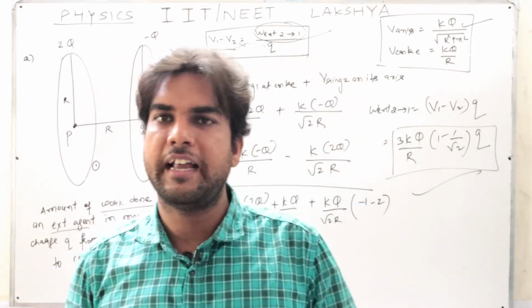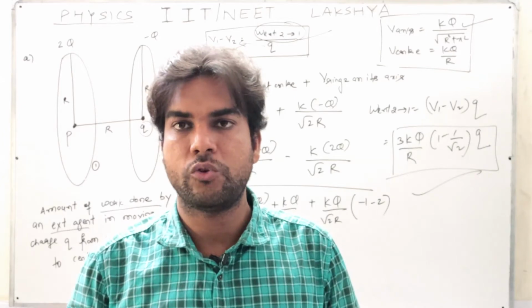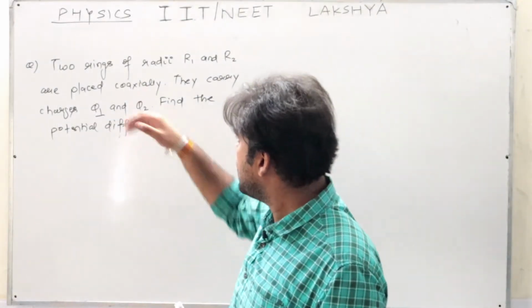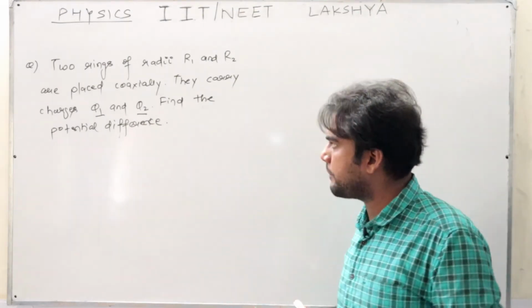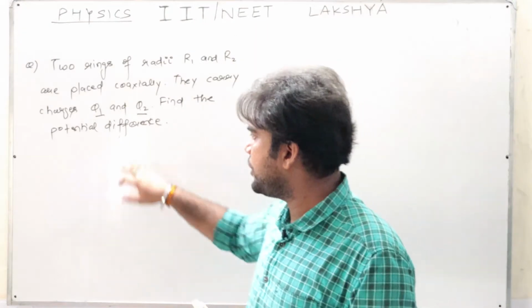Note it down, and I am going to take a few more problems and then we will start the concept of potential due to a dipole. Note it down. Okay, so let us take this question. Two rings of radii R1 and R2 are placed coaxially. They carry charges Q1 and Q2 respectively, and we need to find their potential difference.